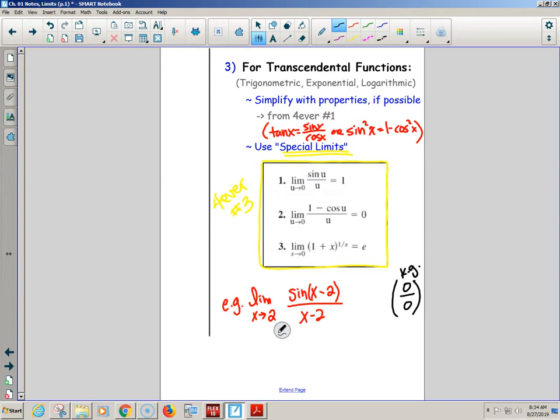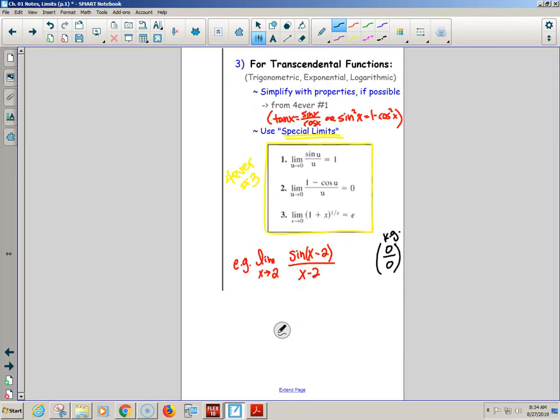But wait a minute. Can we take a second and say, okay, what if u equals x minus 2? Because we're trying to make it fit this rule, right? Then wouldn't we have the limit as x minus 2 approaches 0 of sine of u over u? I could replace with u, right? And if u approaches 0, wait a minute, hold on. For x minus 2 to approach 0, what needs to happen? What does x need to be approaching?